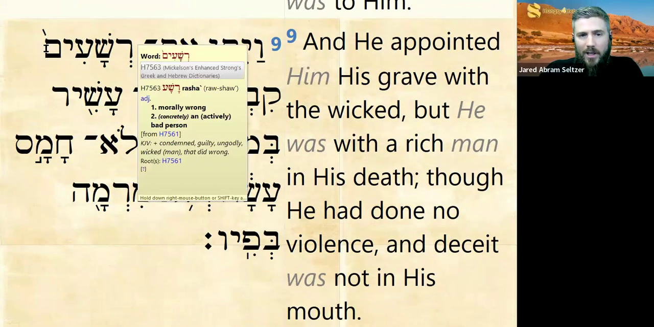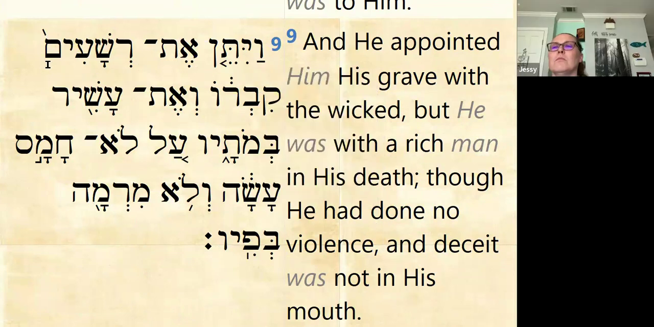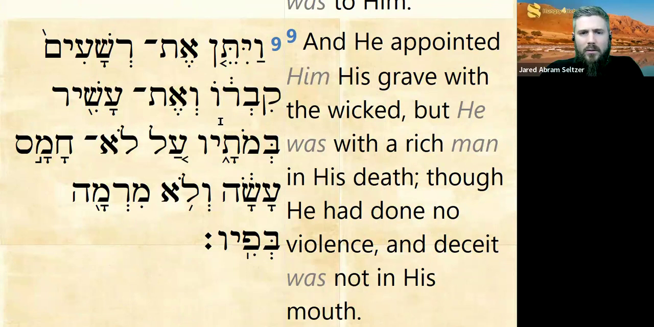Vayiten et resha'im kivro. And he was put. Vayiten. It's a yiktol. And he put or placed et resha'im, the wicked, kivro, in his grave. So I guess his grave with the wicked. Somebody put his grave with the wicked.